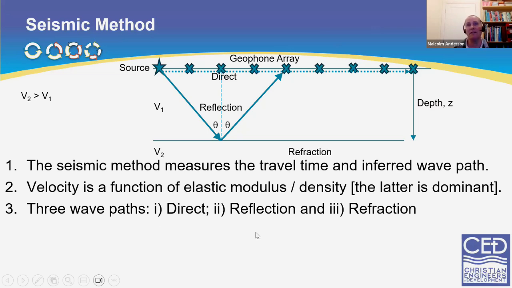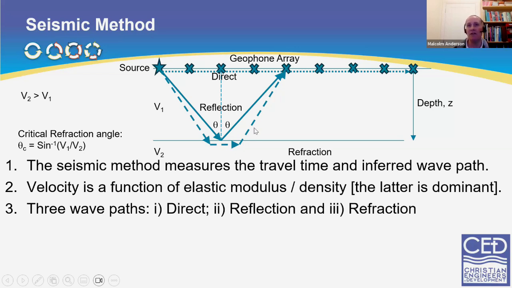Refraction's more complicated. In the refraction case, there is a critical refraction angle at which the refracted wave will then travel along the top of the lower layer. Now, because the lower layer has a higher density, the velocity will be higher, so what then happens is that this refracted wave will actually arrive at this point before the reflected one. And so you'll then get two traces, the first one being the refracted, and then the second one will be the reflection.